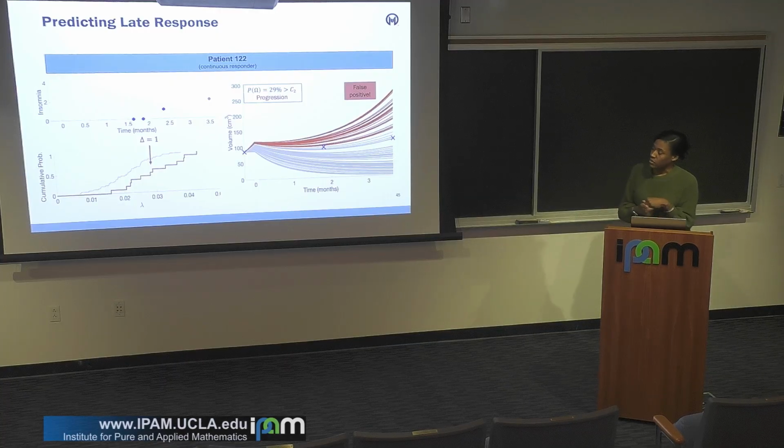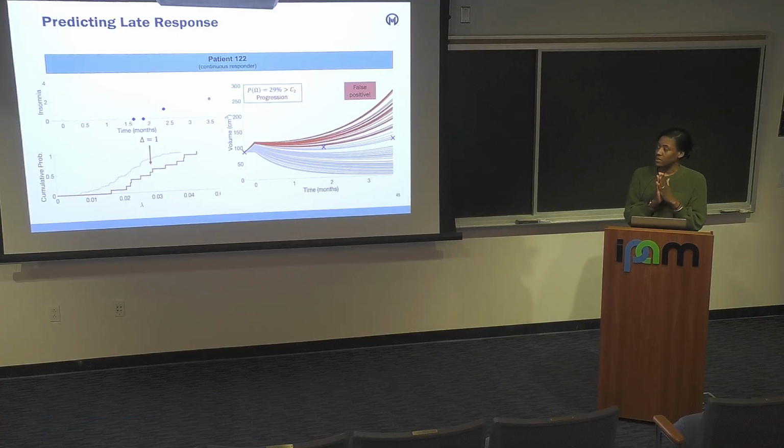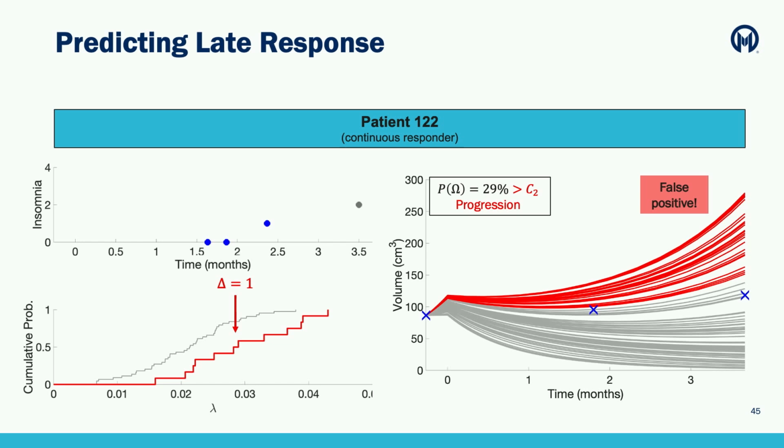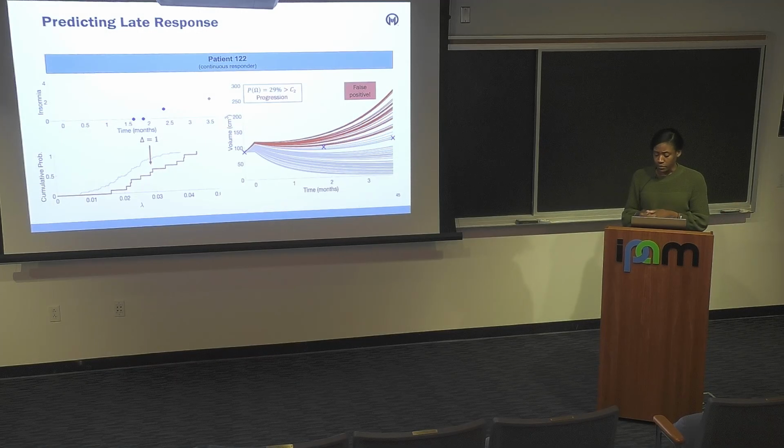And so with the late response, this patient's later insomnia level started to increase. I should have shown the trajectory before. It actually decreased, and then it started to increase. So when we sample, because it's increasing, we sample from the red curve. Our probability of resistance here is, again, very high, 28%. And this patient was actually a continuous responder, but we're predicting that they're going to progress. So that would be a false positive, okay?